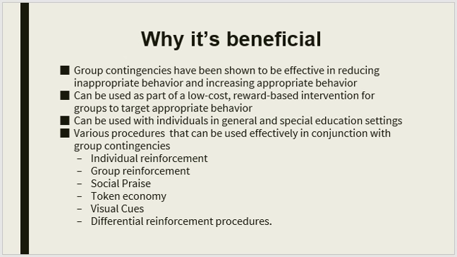Why is it beneficial? Group contingencies have been shown to be effective in reducing inappropriate behavior and increasing appropriate behavior. Group contingencies can be used as part of a low-cost reward intervention for a group to target appropriate behaviors. They can be used with individuals in the general and special education settings, and they have a variety of procedures that can be effectively used conjointly with group contingencies. These include individual reinforcement, group reinforcement, social praise, token economy, visual cues, and differential reinforcement procedures.